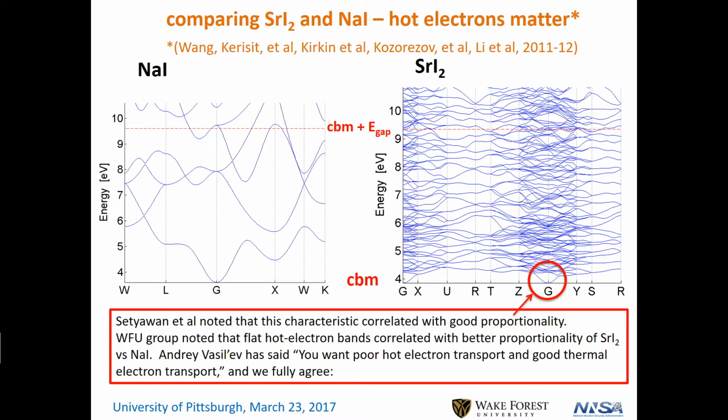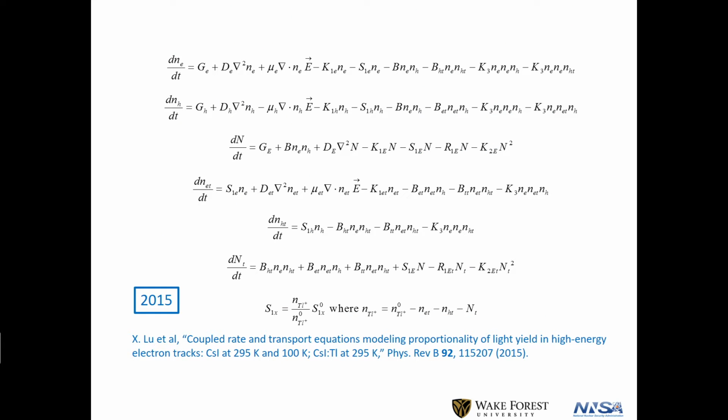So, out of time, but there's a very good Russian theorist who summarized it very well. And he said, you want poor hot electron transport and good thermal electron transport. That means they don't get very far out, because you don't want to cast them way out. But then when they thermalize, they can surely come back in. So that's this one.